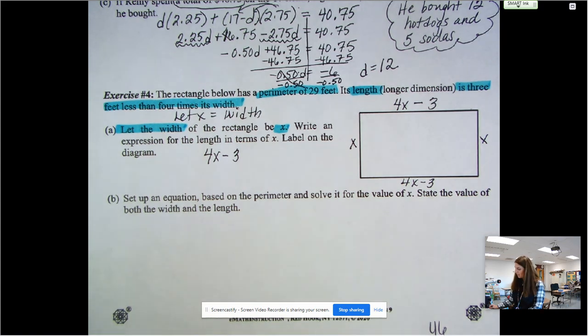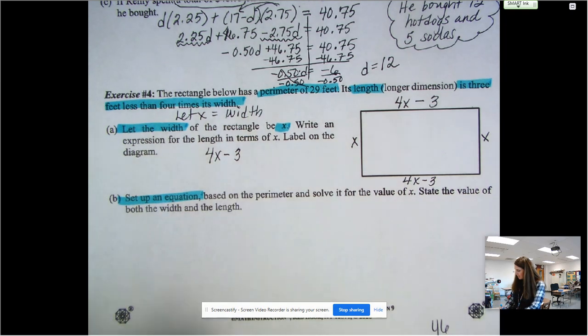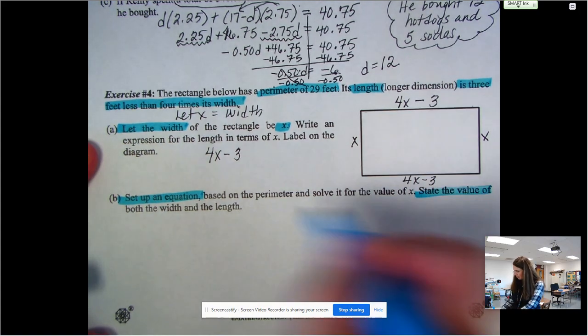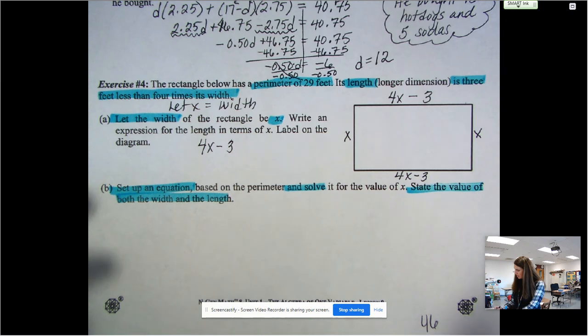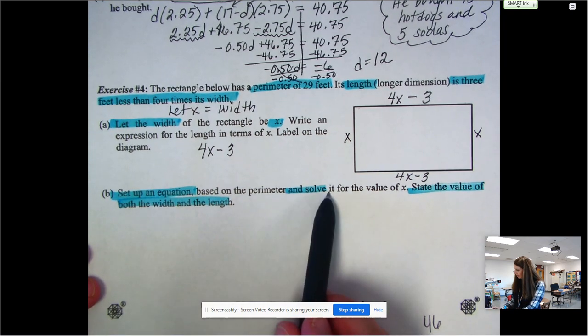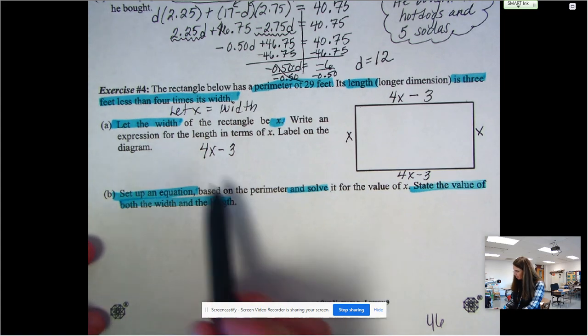Let's go to B. Set up an equation. There's that command. Based on the perimeter and solve it for the value of x. State the value of both the width and the length. Okay, so our commands are to set up an equation and solve it, and then state the value of both the width and the length. So here we go. Let's set up an equation.